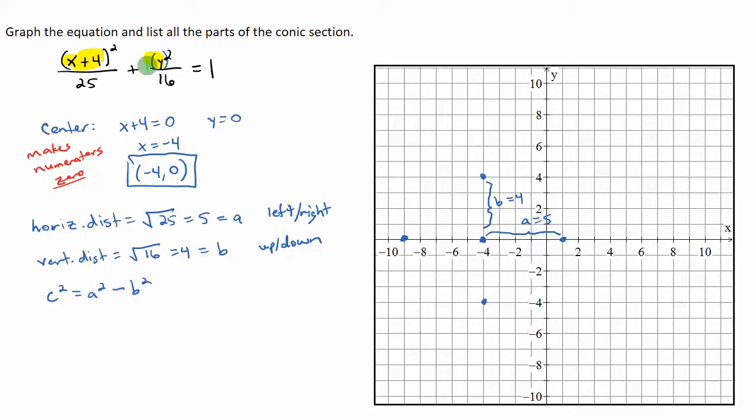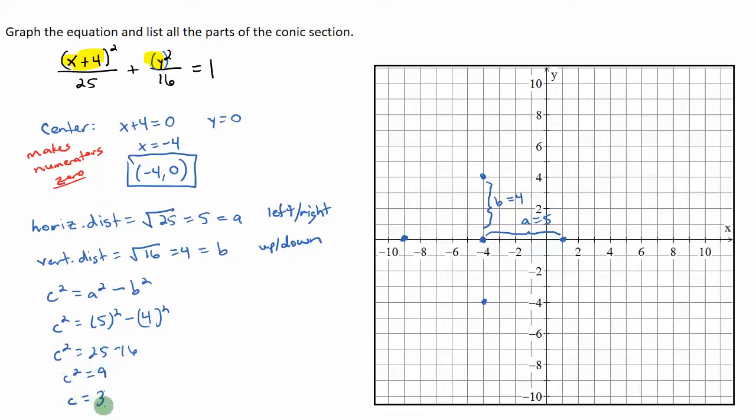Now, the equation of an ellipse always has a plus here, and the C, A, B equation always has a minus here. They're always opposites of each other. I'll just point that out one time in case it helps you remember. So I can see that C squared equals A squared, so 5 squared, minus B squared. So C squared equals 25 minus 16, which is 9.